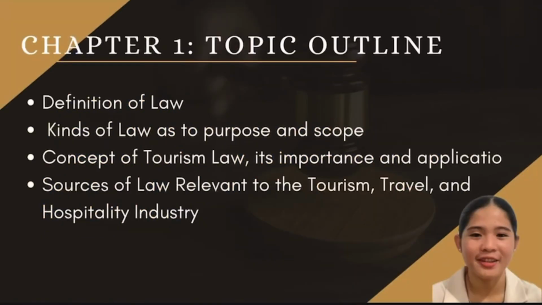Before I forget, here's the topic outline for this chapter. First is the definition of law. Second, kinds of law as to purpose and scope. Third is concept of tourism law and its importance and application. Fourth is sources of law relevant to the tourism, travel, and hospitality industry.